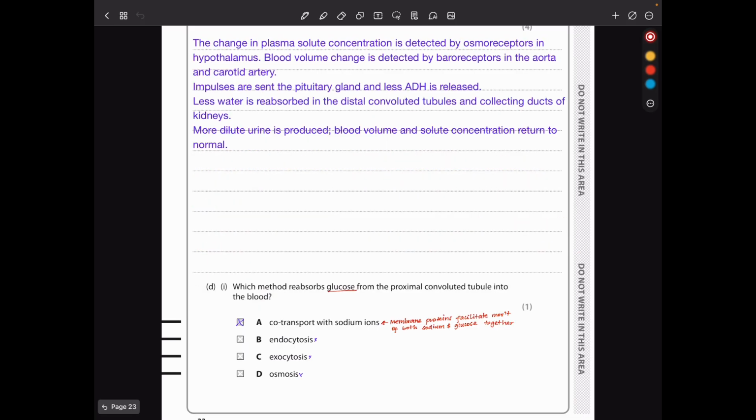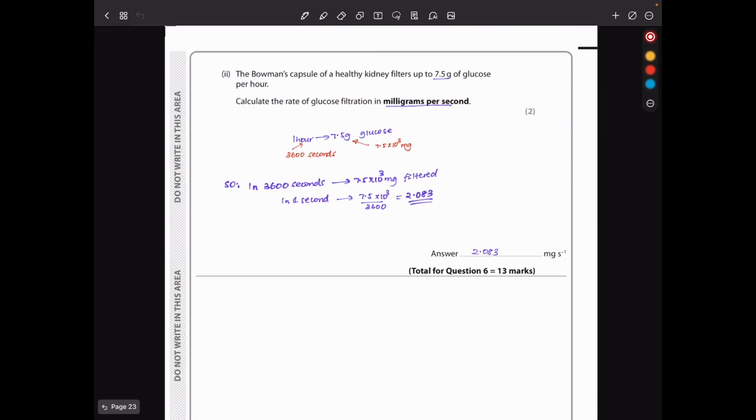In part D, which method reabsorbs glucose from the proximal convoluted tubule into the blood? This is going to be co-transport with sodium. The answer is A. These membrane proteins will facilitate the movement of sodium as well as glucose together.